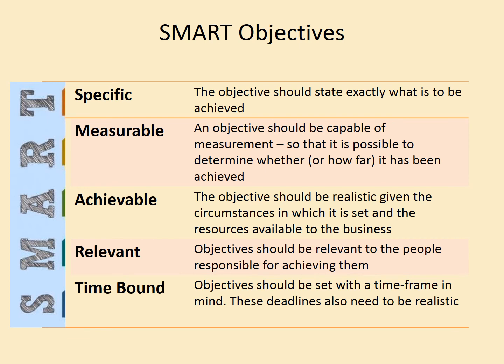Then measurable. It should be capable of being measured. Well, how are you going to measure profit? Well, you can measure it exactly through how much money you've actually made, how much money you've got left over. Is it achievable? Well, you need to give it an actual, relatively achievable amount. Saying 50% profit increase is actually not very likely.